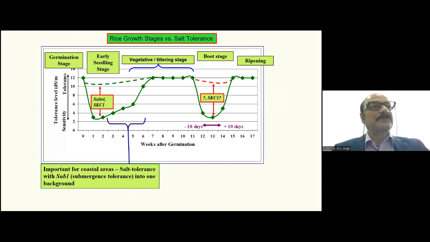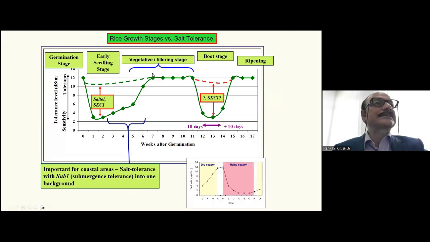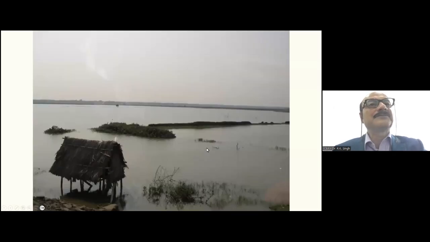You can see the two troughs. These are the sensitive stages where plants are very sensitive to salinity: the seedling stage and the reproductive stage. Particularly when the plants are small, at 3, 4, 5, or 6, 7 weeks, sometimes there is flooding because of the outflow of the rivers and the rainy season, which makes the scenario like this. This is a field with rice plants, and it is all submerged. So there is a double type of stress: salinity plus submergence.